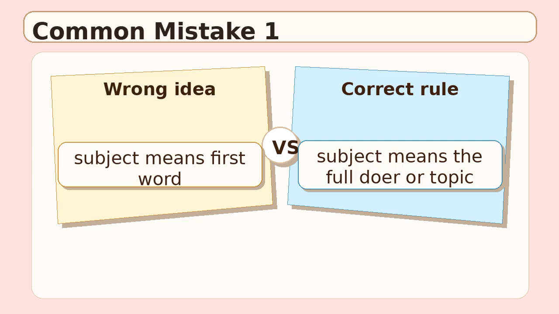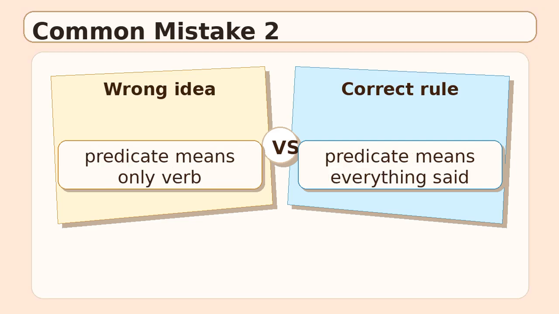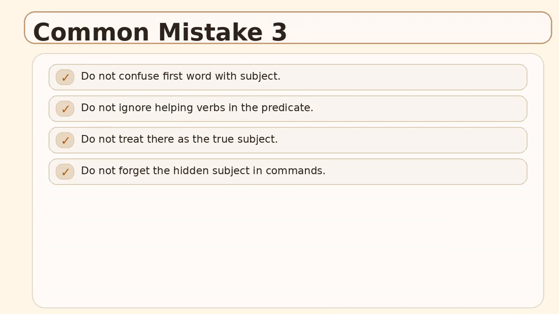A common mistake is to mark only the first word as the subject, even when the full subject is longer. That gives an incomplete analysis. Another common mistake is to treat the verb alone as the full predicate. In many sentences, the predicate includes much more than one verb. Keep these reminders in mind. They will save you from the mistakes most beginners make in sentence analysis.